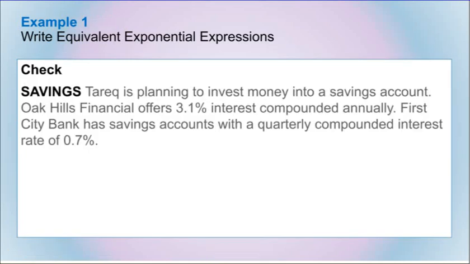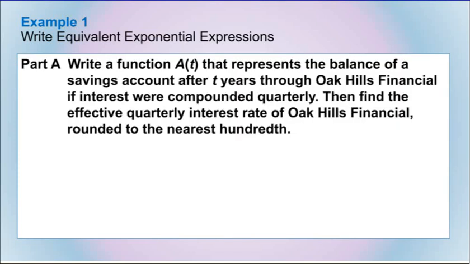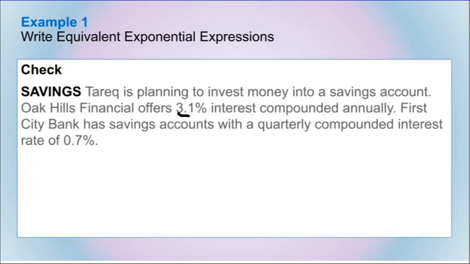Next question, Tariq is planning to invest money into a savings account. Oak Hill Financial offers 3.1% interest compounded annually. First City Bank has a savings account with a quarterly compound interest rate of 0.7. What we want to do is compare. So we're going to write the function A of T that represents the balance of a savings account after T years through Oak Hill Financial if interest were compounded quarterly. So if it was compounded quarterly and they gave us the information for Oak Hill Financial interest compounded annually.